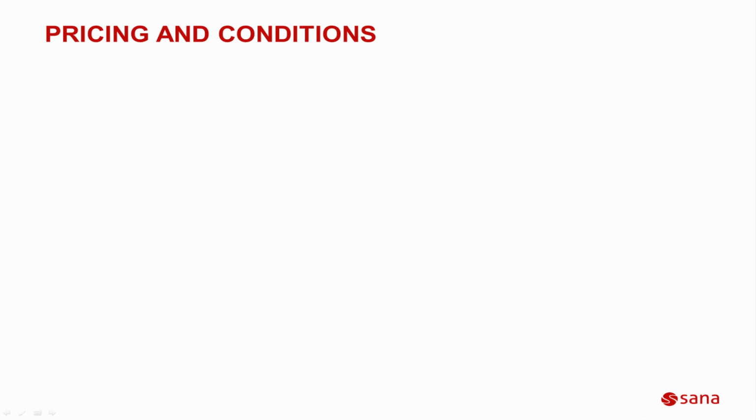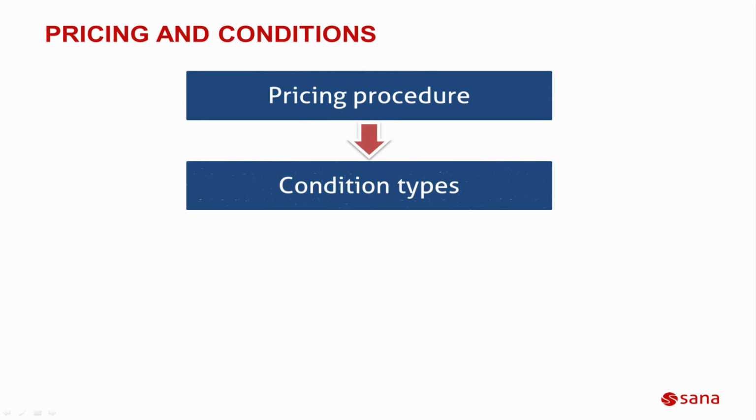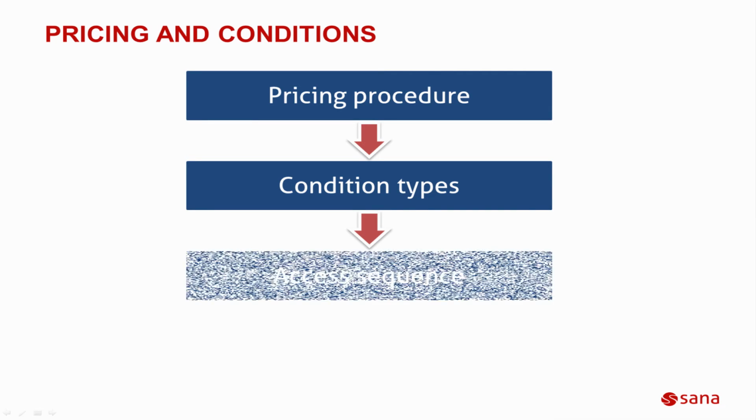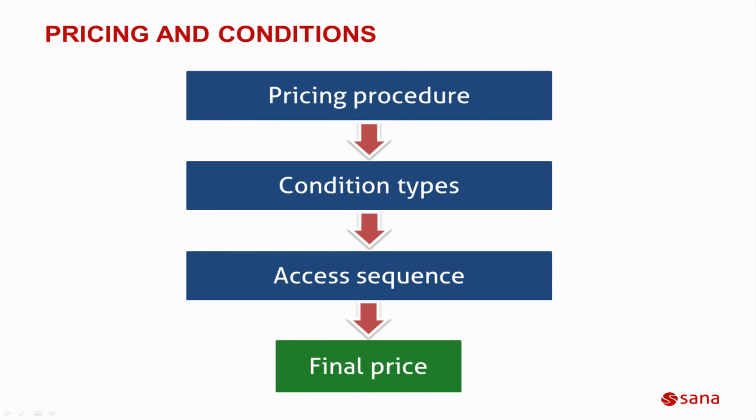To summarize, this is how SAP determines and calculates prices. At first, it determines the pricing procedure. Then the pricing procedure defines the valid condition types and their sequence. Each condition type in the pricing procedure can have an access sequence assigned to it. SAP checks the access sequences until it finds a valid condition record. SAP repeats this process for each condition type in the pricing procedure and determines a final price.